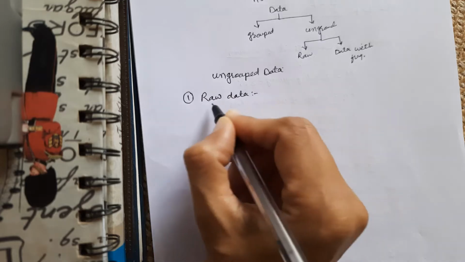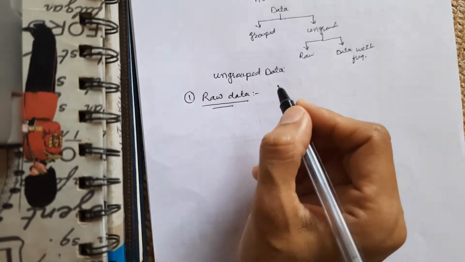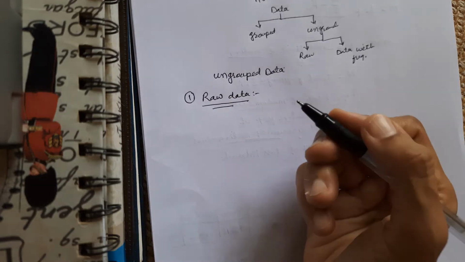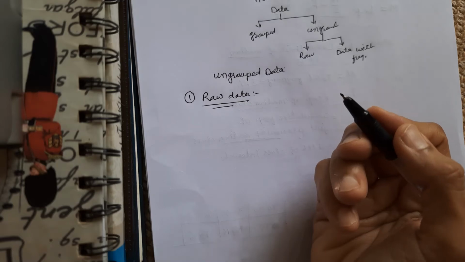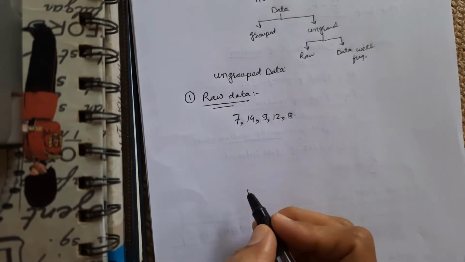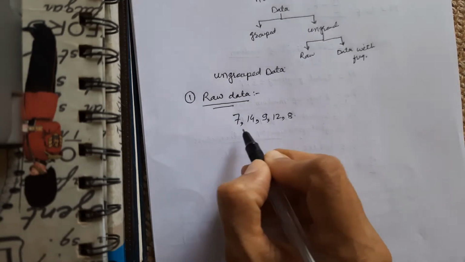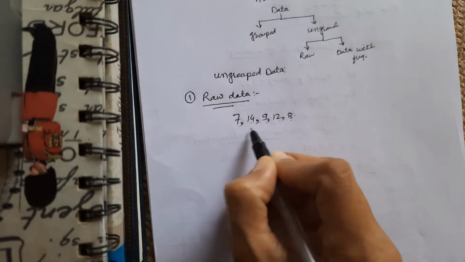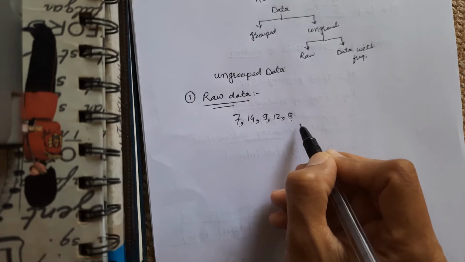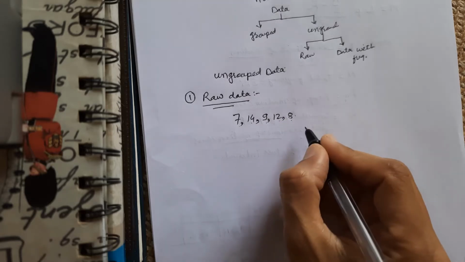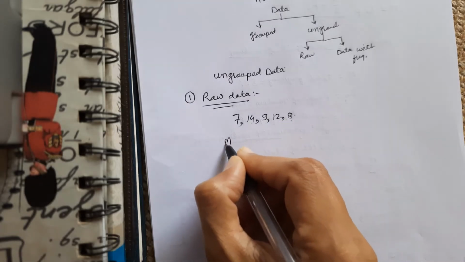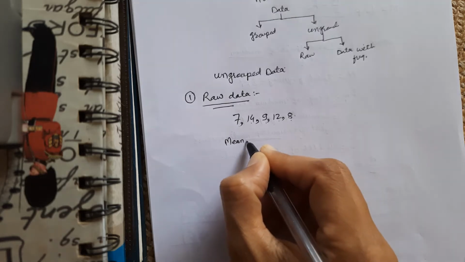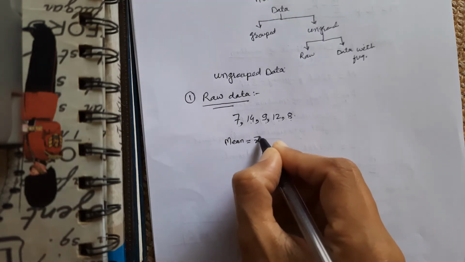In raw data we know that frequency is not given, right? For example, consider this data: 7, 14, 9, 12, 8. This is raw data because frequency is not given. And how do we calculate the mean? Mean is sometimes also indicated by x bar.